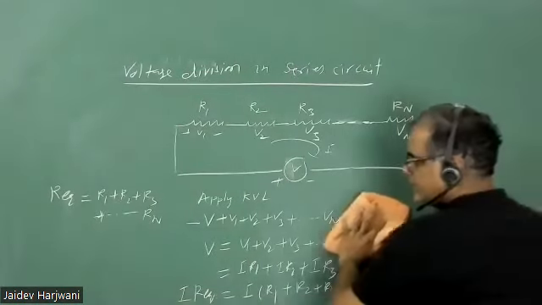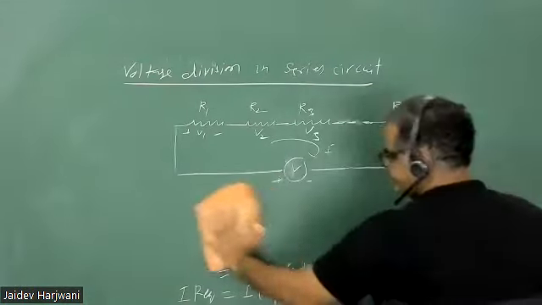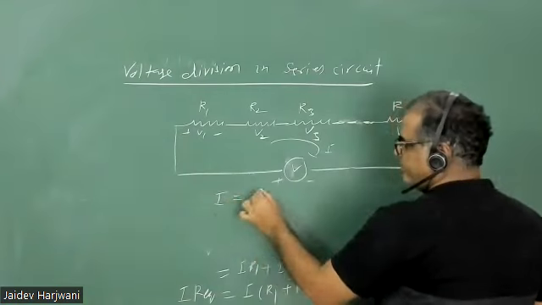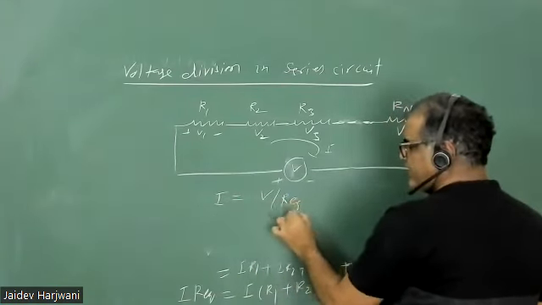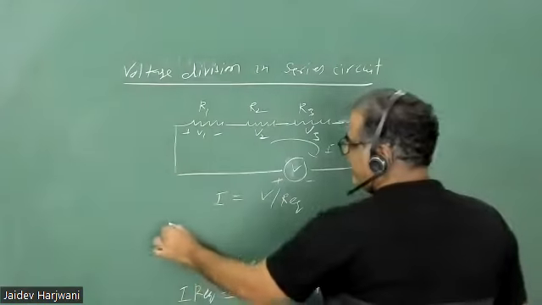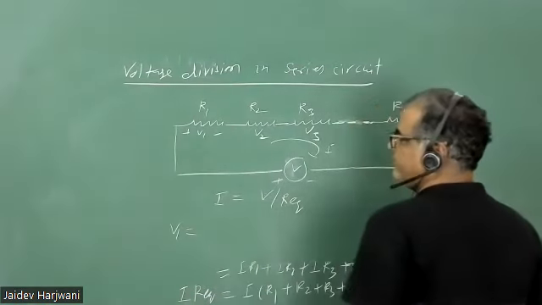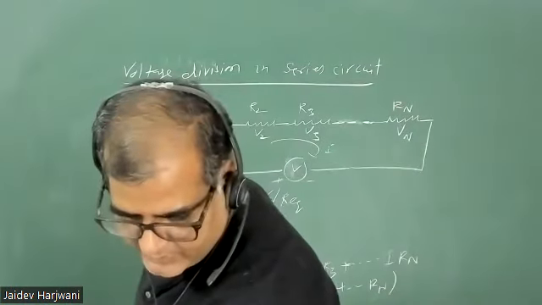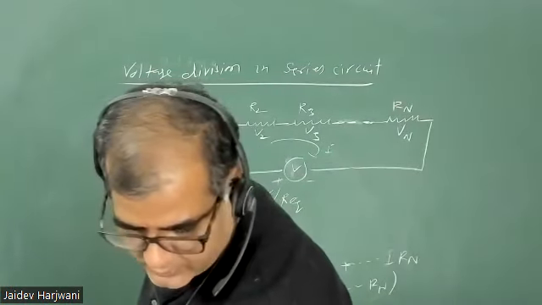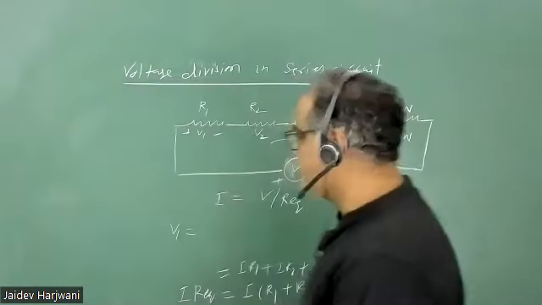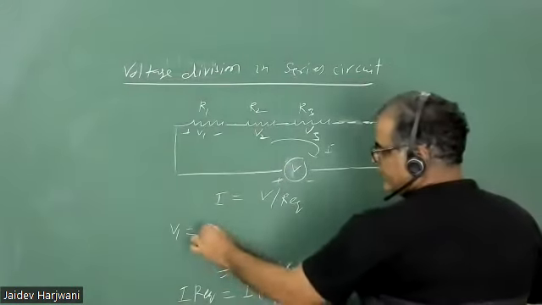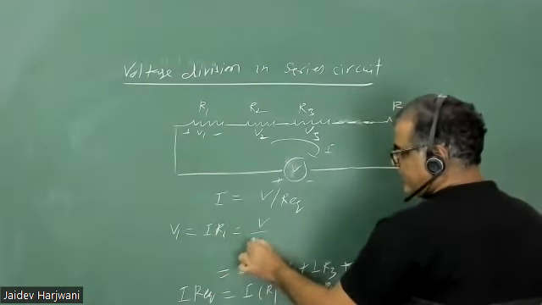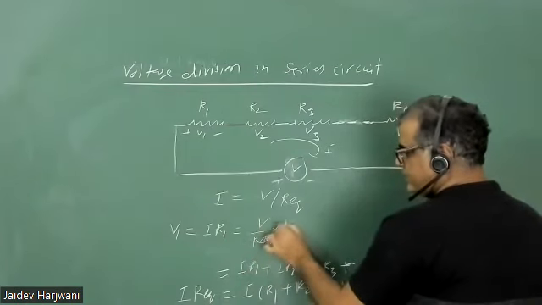Now the current will be simply V upon R equivalent. Now if I want V1, so V1 will be what? Am I audible? Yes, sir. So V1 will be I into R1. Now I is V upon R equivalent, into R1.